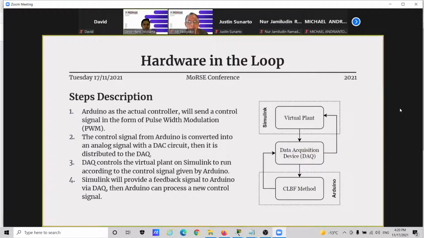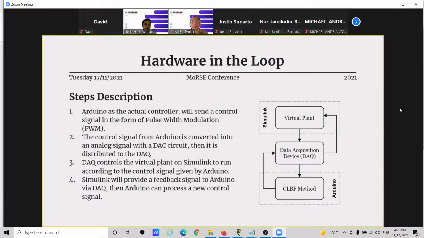Hardware in the loop is a simulation method that uses hardware and software, with the aim that your simulation result will produce values close to the actual test result in the actual environment. In this research, the simulation design used an actual controller on the Arduino and a virtual plant on Simulink. For data communication, we use the DAQ, or data acquisition device.